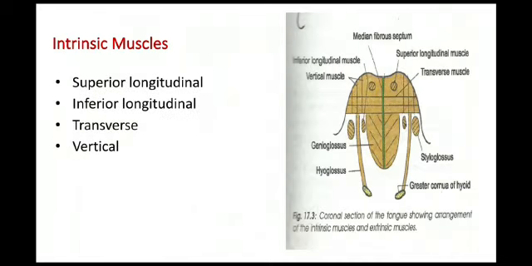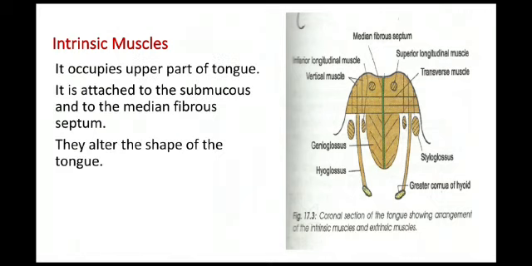Now we'll be dealing with the intrinsic muscles, that is the superior longitudinal, inferior longitudinal, transverse and vertical. All these intrinsic muscles occupy the upper part of the tongue. They are attached to the submucosa and to the median fibrous septum. They alter the shape of the tongue.